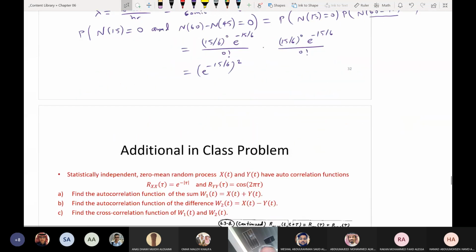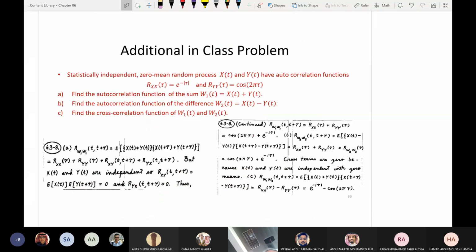Okay, now we have an example about the function in general. Not about the Gaussian, not about the Poisson. It's about what we have discussed before. So we have here statistically independent, zero mean random processes, X of t and Y of t. This is given. Autocorrelation functions as follows: Rxx of tau and Ryy of tau. So first of all, what can you say about whether they are wide-sense stationary or not?